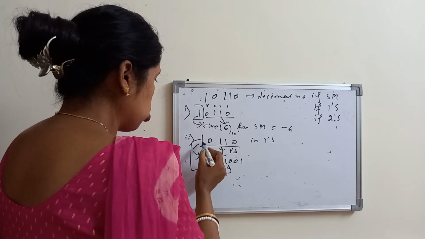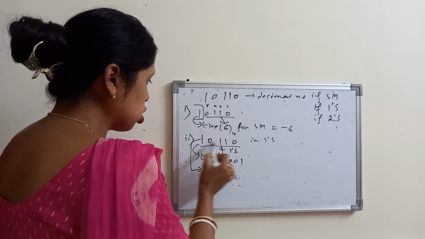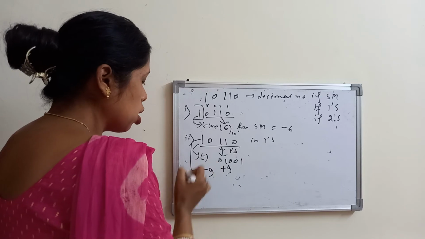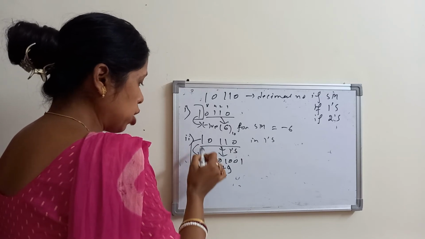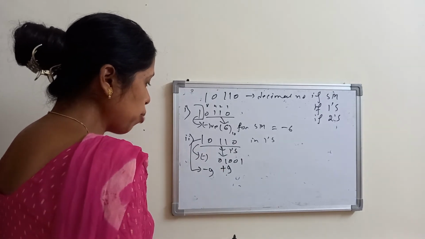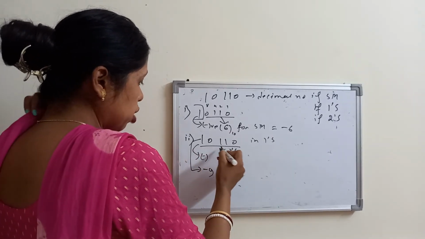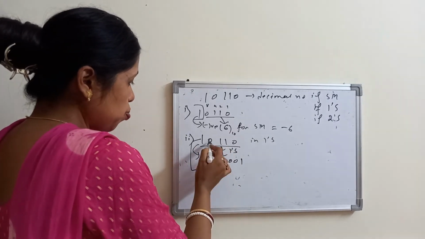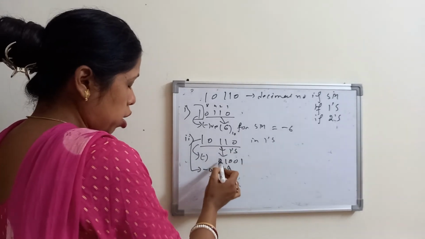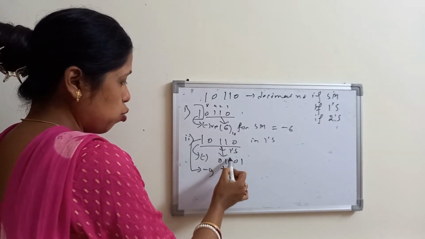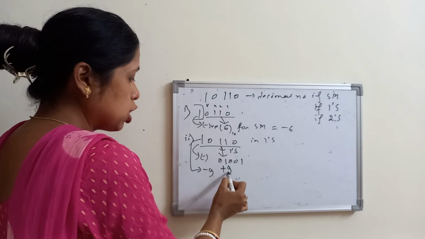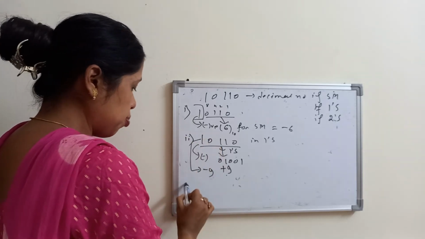Okay. So why is that? Because the MSB is 1, that means the number is negative. For getting the magnitude of the positive number, I do the first complement. This is 0, 1, 0, 0, 1. What is it? It is 8, 4, 2, 1, so it is 9. If it is plus 9, then it is minus 9.